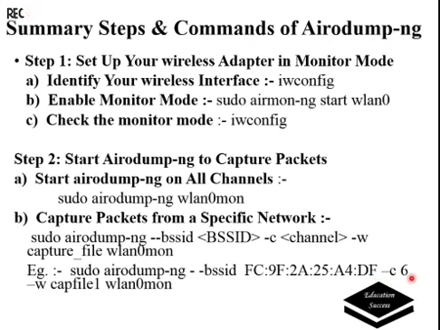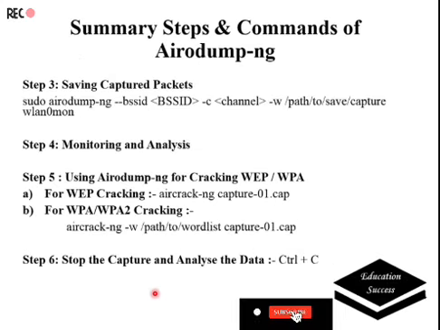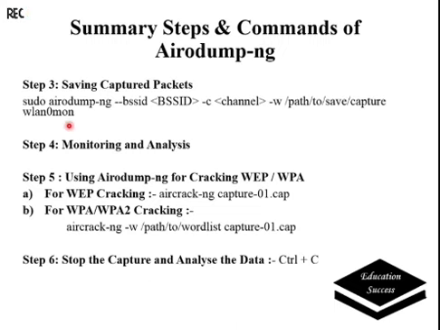-c channel number on which the network is running, -w name of the file in which you want to store the captured packets, and your wlan0mon network interface. Now save the captured packets. We specify the path where we want to save them: sudo airodump-ng --bssid, mention the BSSID here, -c channel number, -w the path where you want to store this packet, wlan0. We can monitor and analyze the packets this way.